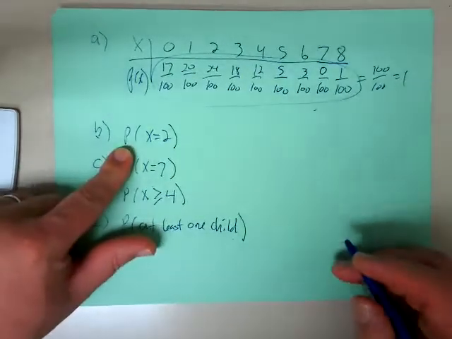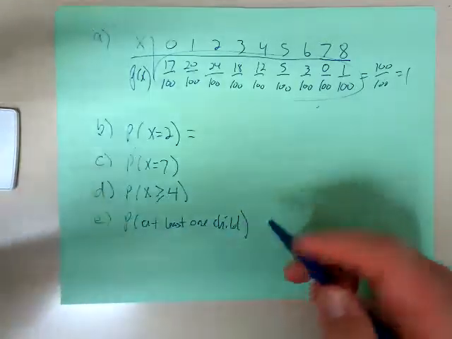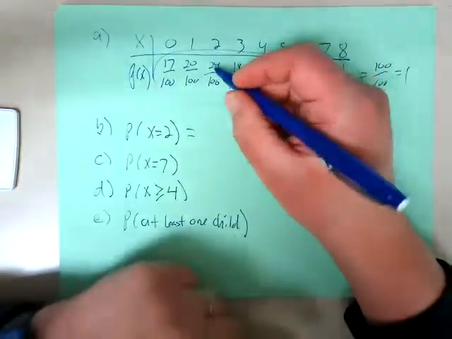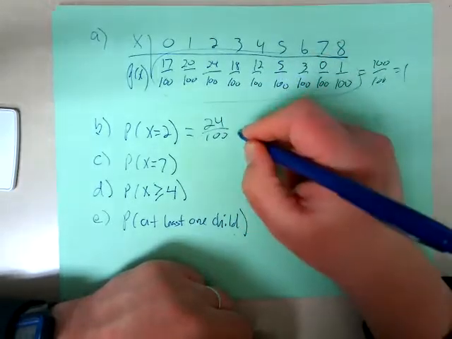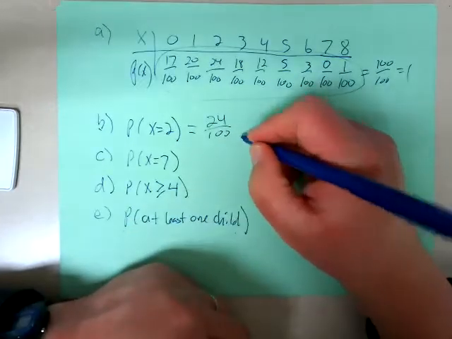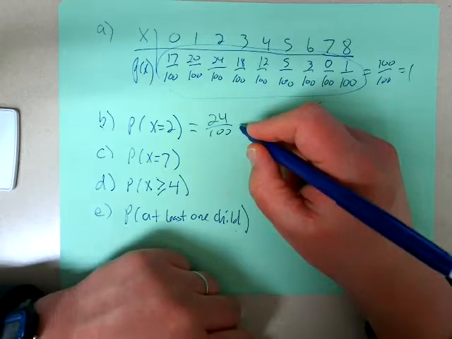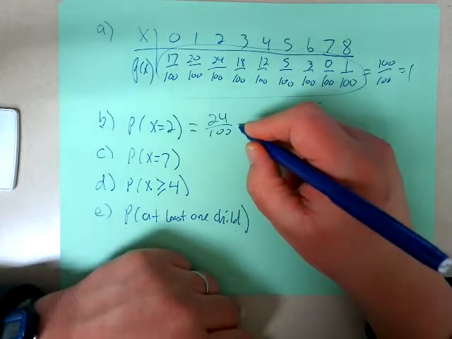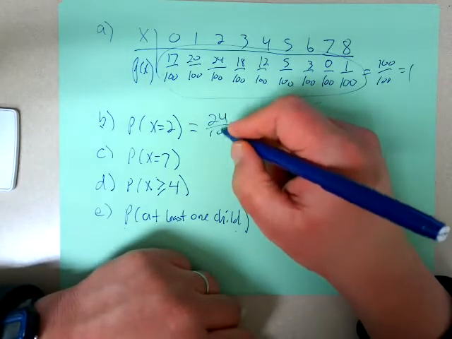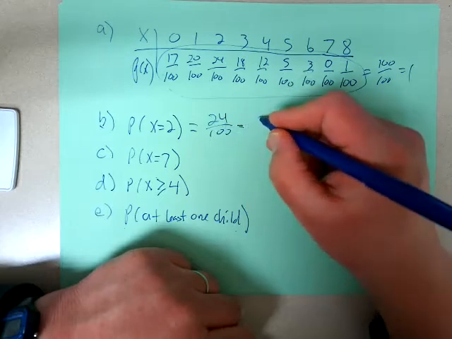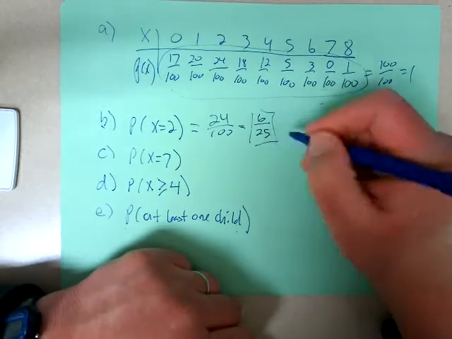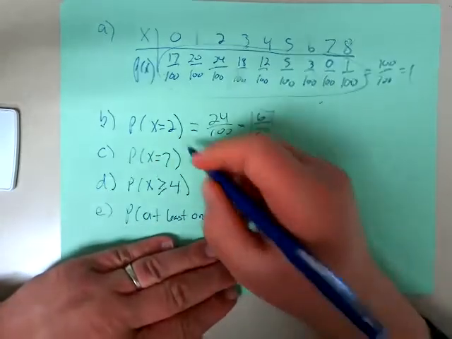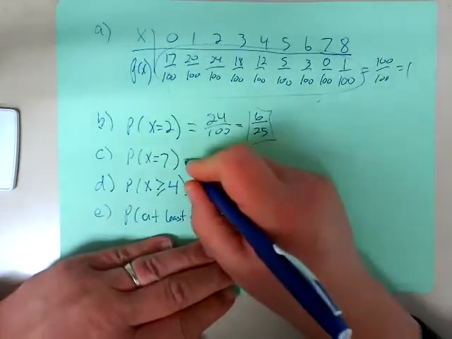So what about the probability that X is equal to 2? In this case, it's 24 over 100. And you can leave it like that. You could reduce it. If I reduce it here, I could divide top and bottom by 4. I'd get like 6 over 25. But it doesn't matter there. You could do a decimal if you wanted to.